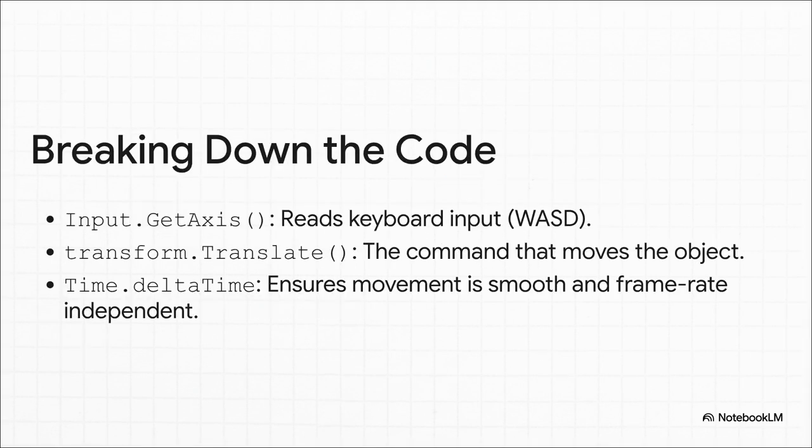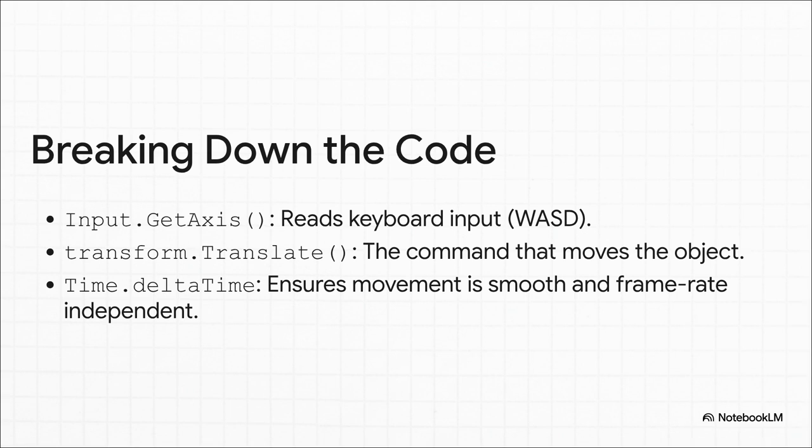So it all really boils down to three main commands. First, we use Input.GetAxis to ask Unity, hey, is the player pressing the left and right keys, or W and S? Then, we use the transform.Translate command, which is the instruction that actually moves the game object the script is attached to. And finally, we multiply everything by Time.deltaTime.